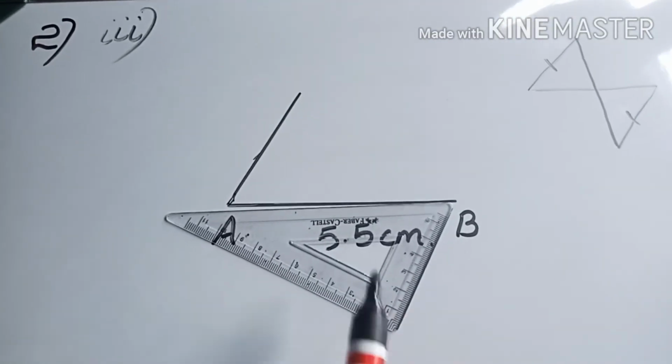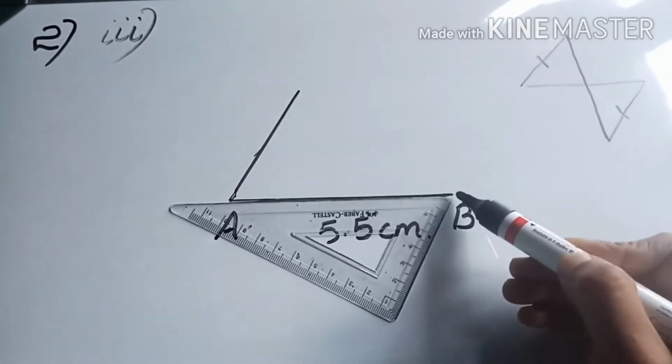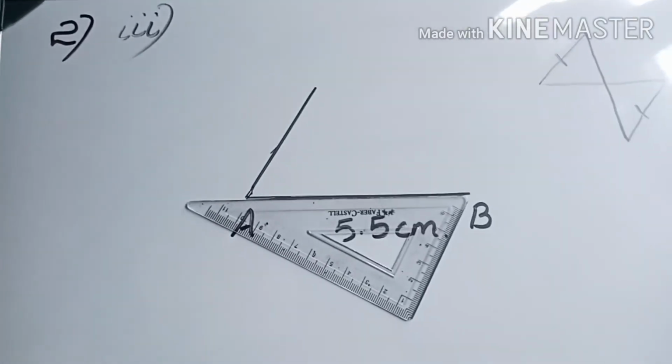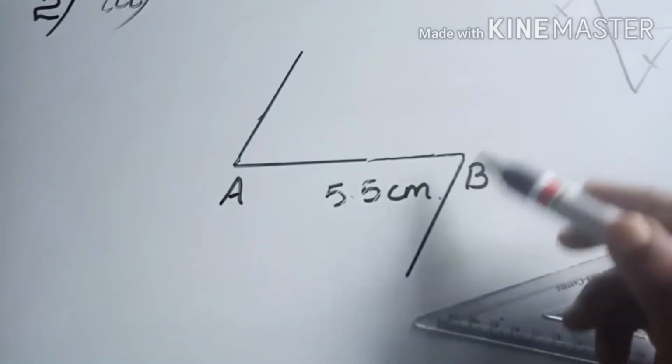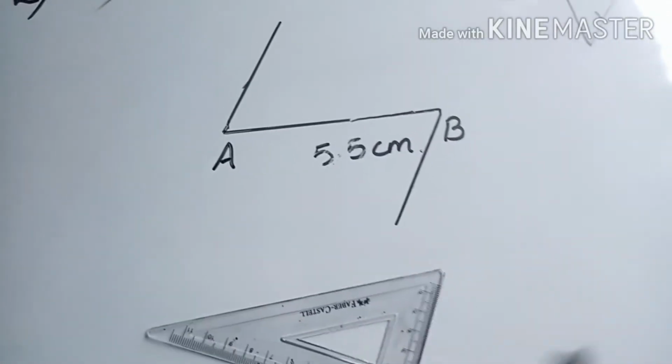So keep the set square like this. It must be correct. Like this, and draw a line from the B point towards down. Okay, second line also ready. So from the point A, one line, from the point B, next line using set square.